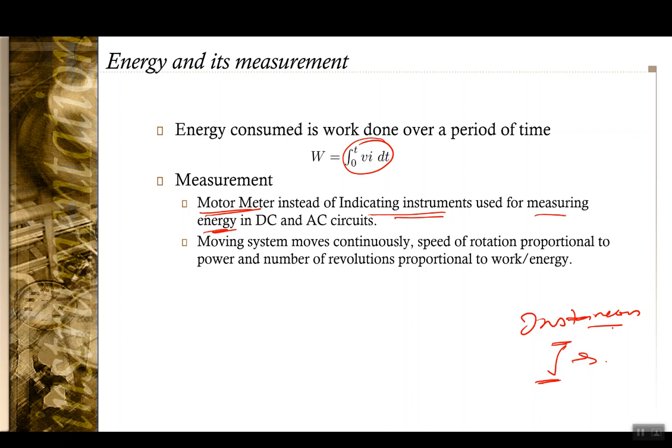Energy measurement or energy indication should be done using motor meters, which would have a rotor whose spins continuously and whose speed of rotation is proportional to the power being consumed, and therefore the number of rotations over a time t would be proportional to the energy consumed in the time t.